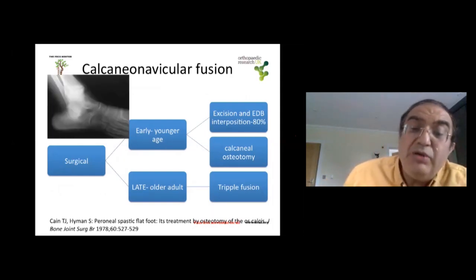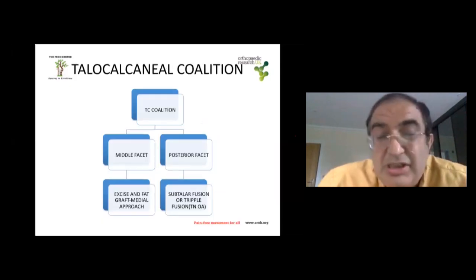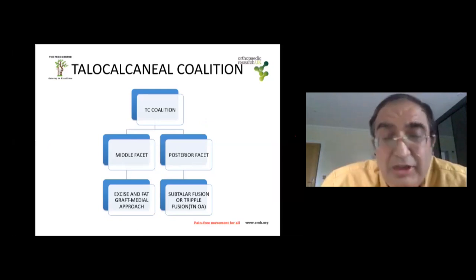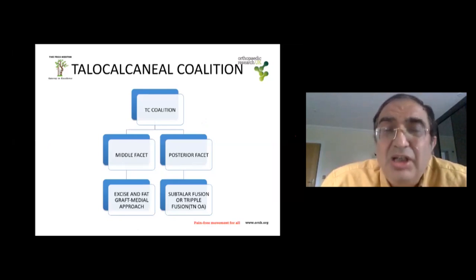In a talocalcaneal coalition, on the other hand, the most important thing is they do quite badly with excisions, though middle facet coalitions can do well with excisions. Posterior facet coalitions generally need subtalar fusion.